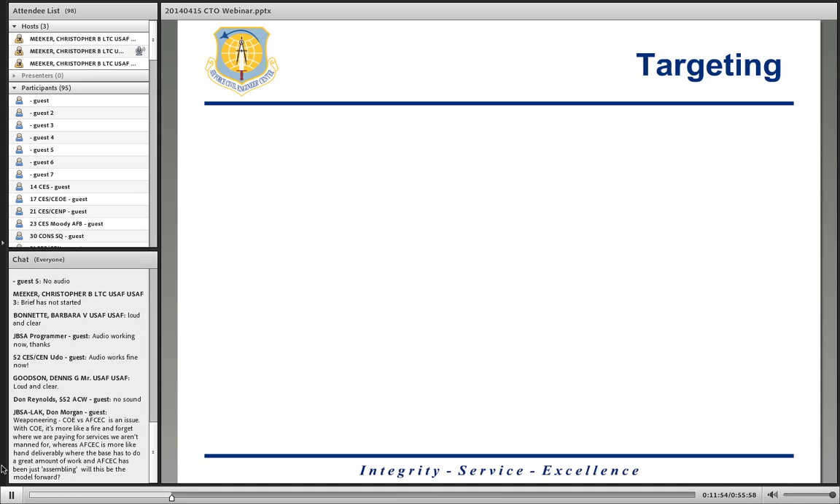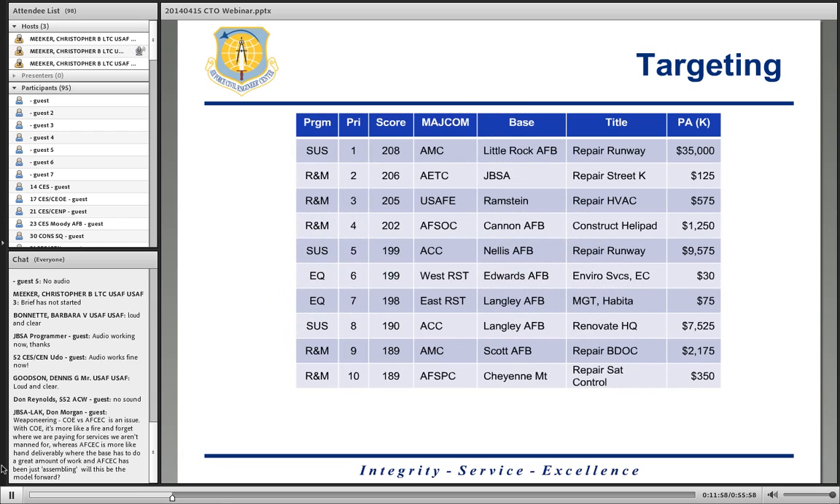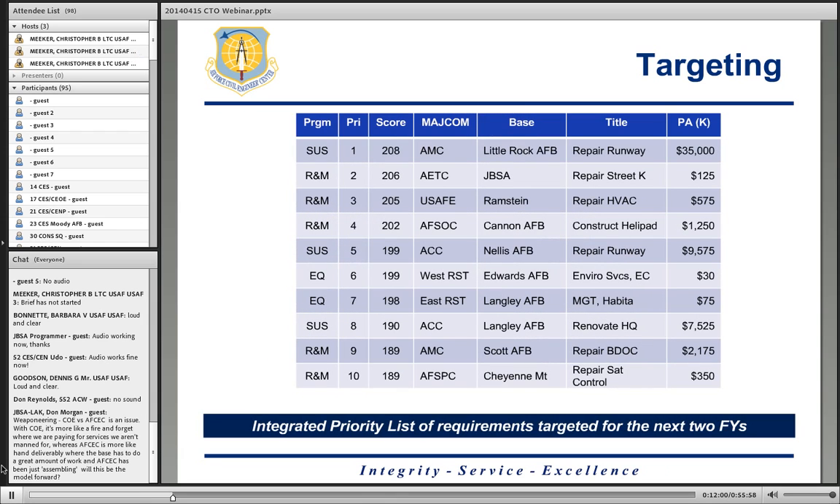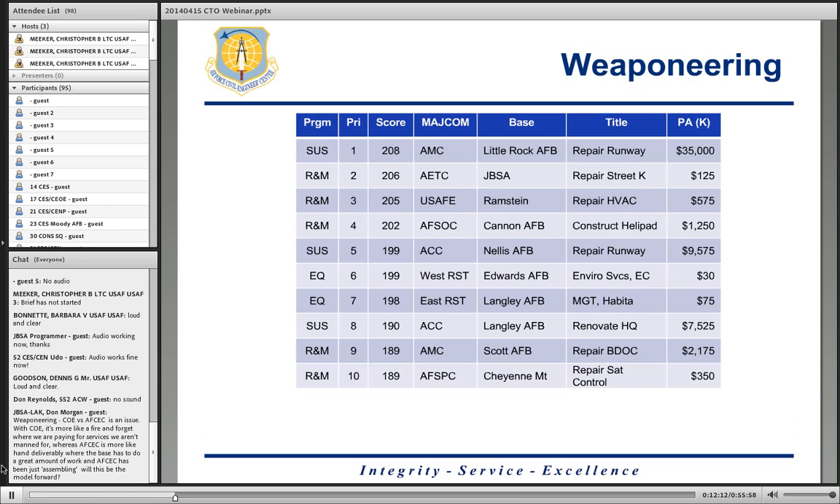We go in there and get the risk score, and you can see that in the slide when it pops up. It's a score from basically max at 210 and all the way down. Obviously this is notional data, but that's what we're going to do. It's going to be an integrated priority list of our high priority targets that we want to get after in the next 2 fiscal years.